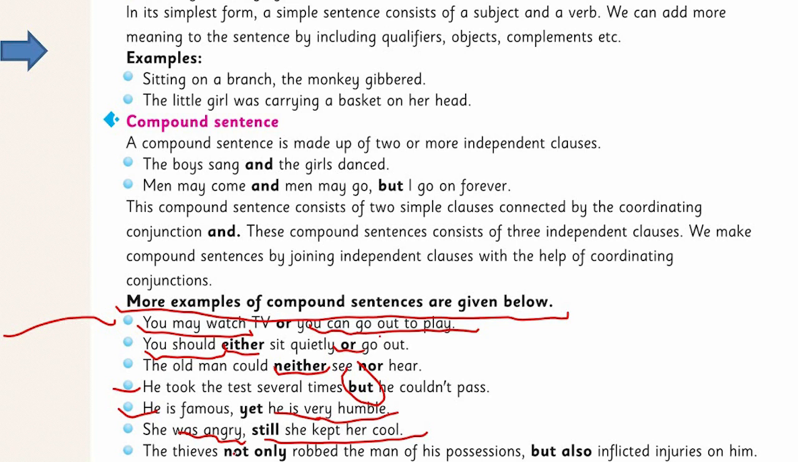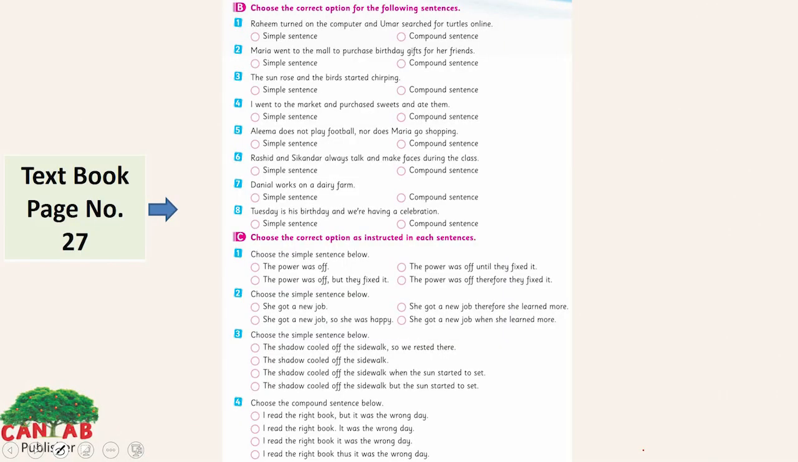The thieves not only robbed the man of his possessions, but also inflicted injuries on him. Here you can see the coordinating conjunction has more than one word, but also and not only. And it is working as a coordinator here, to join the sentences together, the independent clauses together. Look at the exercise of it here.